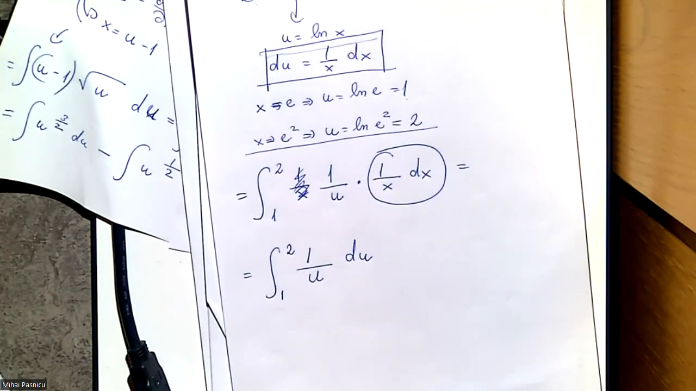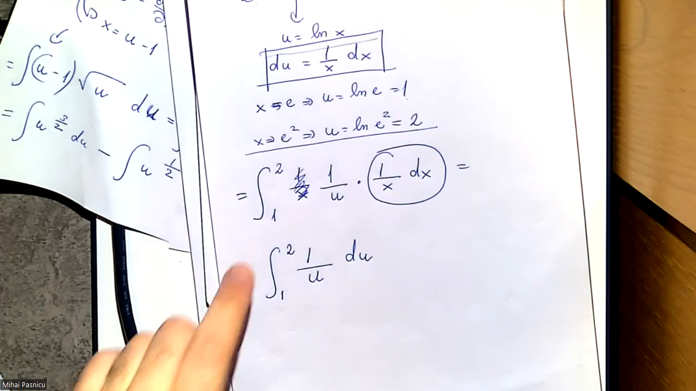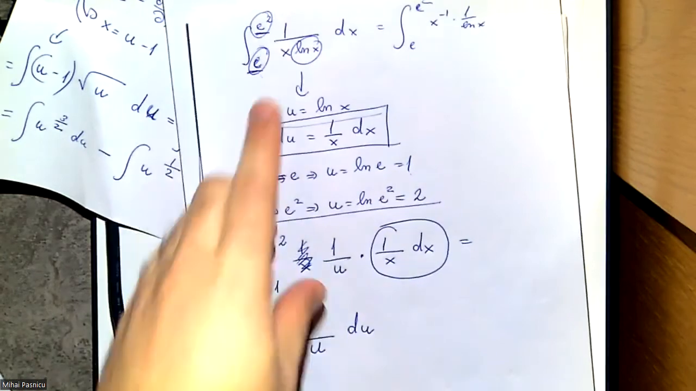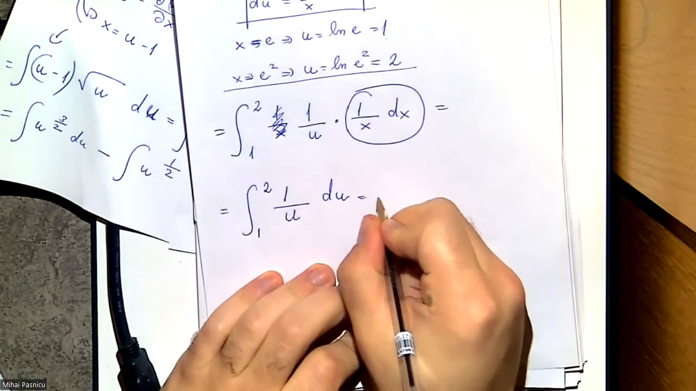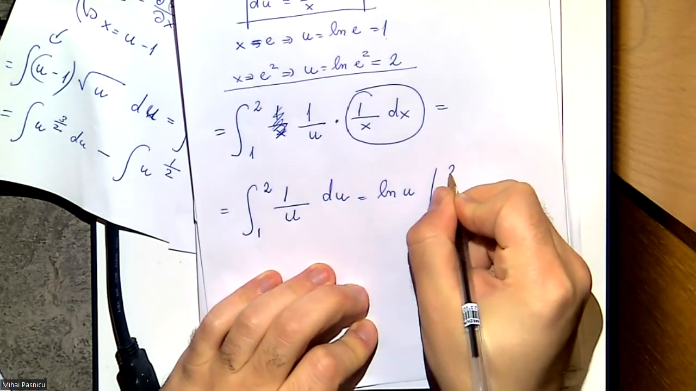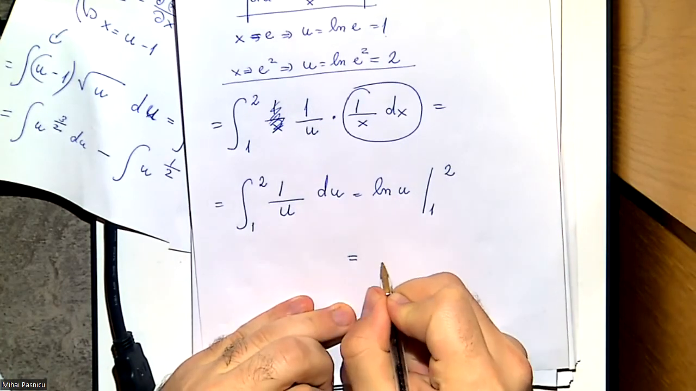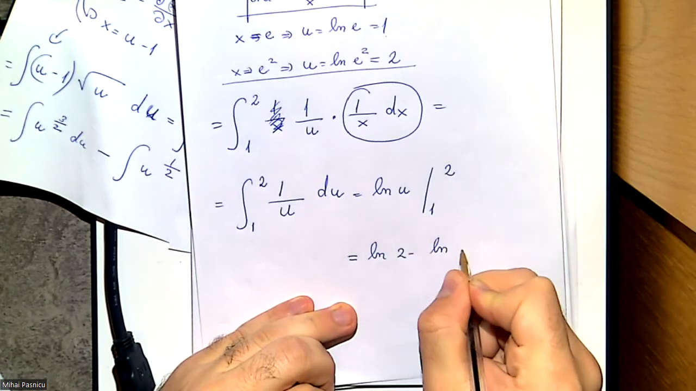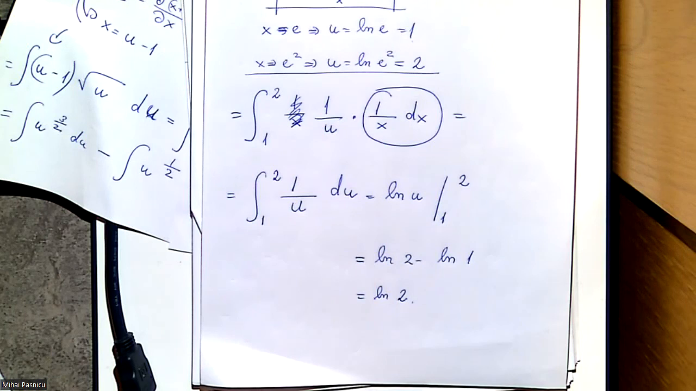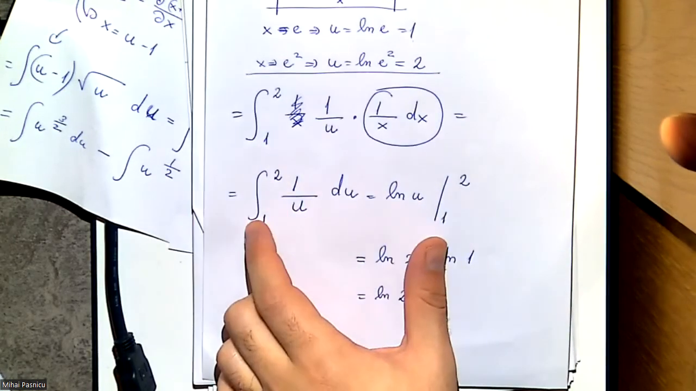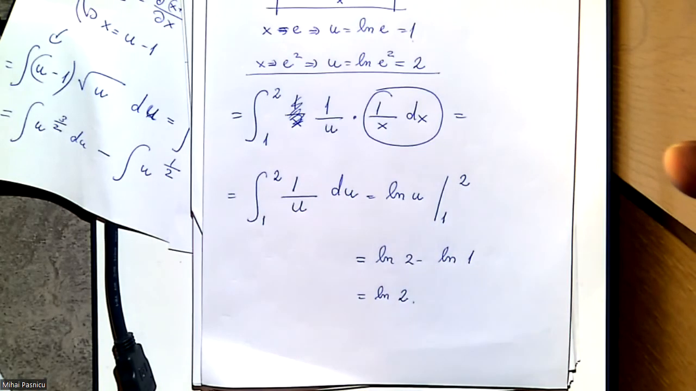Now, since I changed the limits of integration from e to e squared, I don't need to change back because I'm just gonna get a number. This is just gonna be equal to log of u from 1 to 2. This is just gonna be equal to log of 2 minus log of 1, that's just log of 2. Okay? So what did I say? Again, careful. On the definite integral, if you have changed your limits of integration, you can just compute according to the new u. Because you're still getting a number.